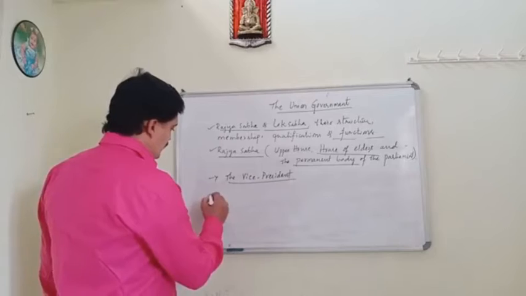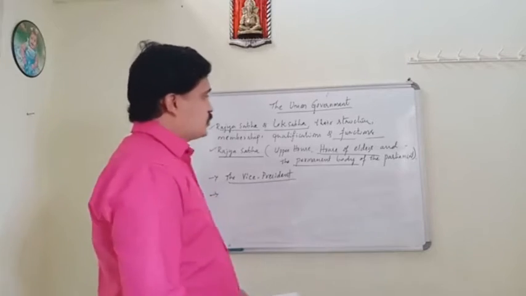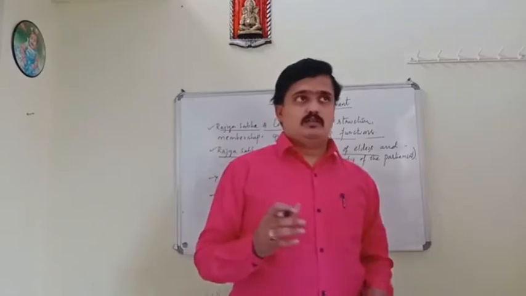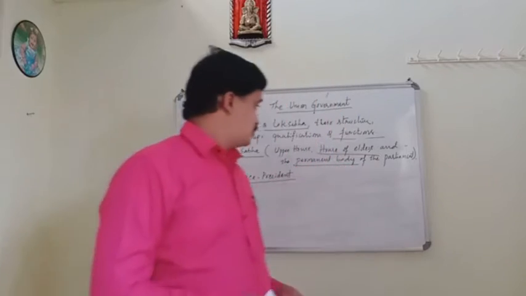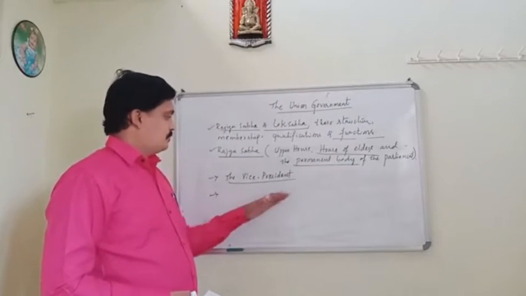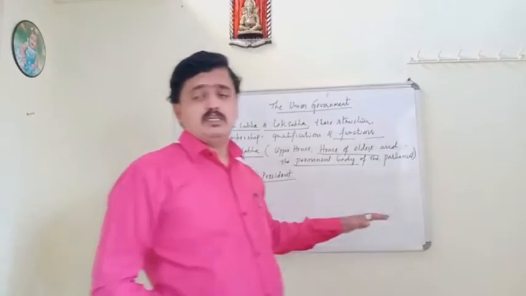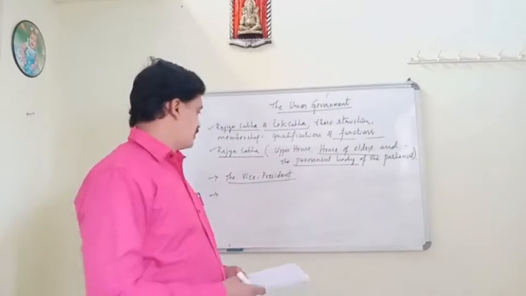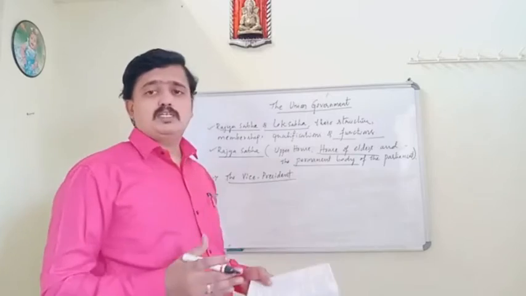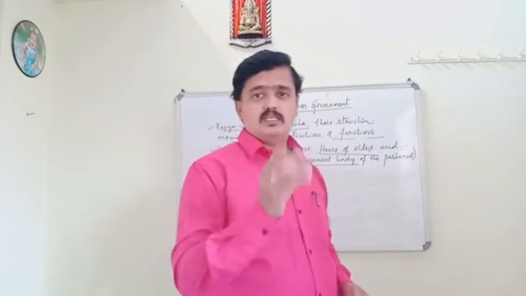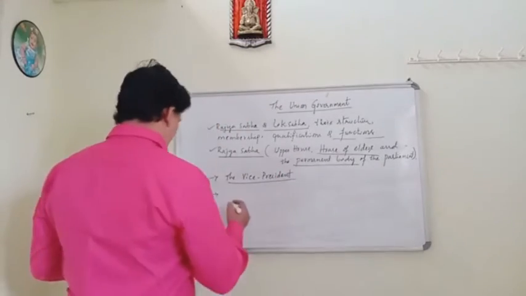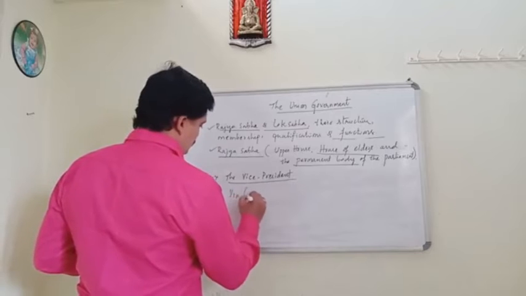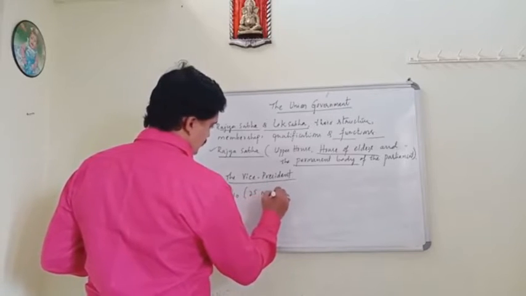And also, it should meet at least twice a year. I am talking about sessions here. It should meet twice in a year. Okay. And in that, 1/10, it means nothing but 25 members.